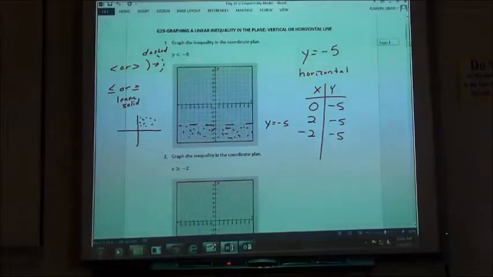I've got a line at y equals -5. It's a dashed line because it's not equal to the line, and I shaded less than the line, so I shaded down.